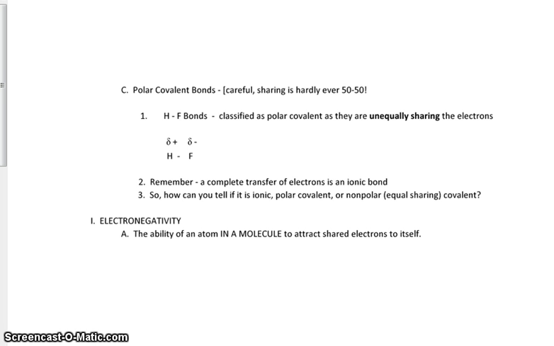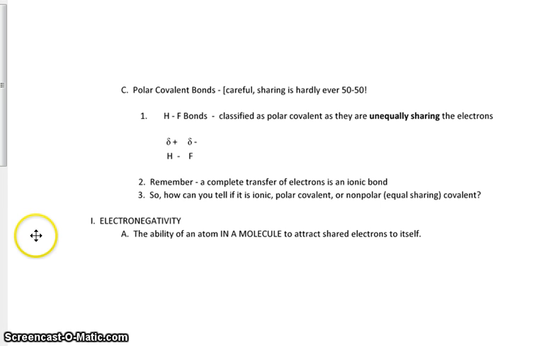Please get used to hearing polar means unequally sharing, okay? So it's classified as a polar covalent bond as they're unequally sharing the electrons, that the electrons are much closer to the fluorine than the hydrogen, because fluorine is the most electron loving. So I said, remember, a complete transfer of electrons is an ionic bond. So again, how can you tell if we have an ionic bond, a polar covalent bond, or a non-polar covalent bond? Again, nonpolar is equally sharing. You must look at the electronegativities.